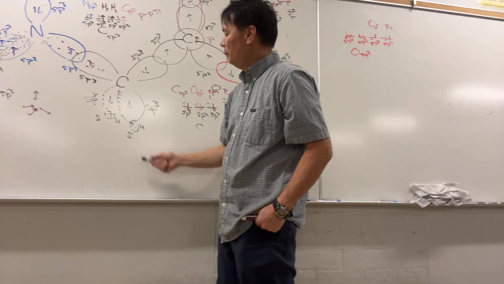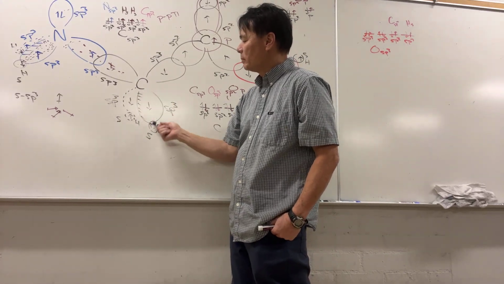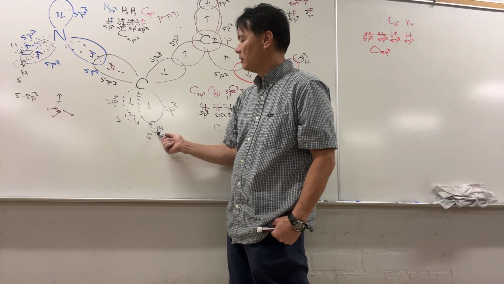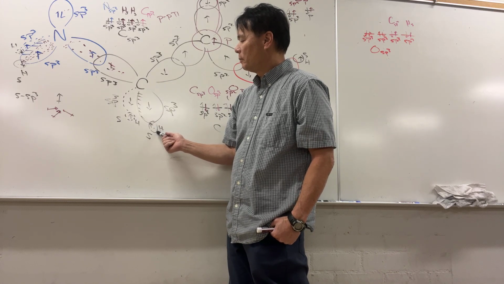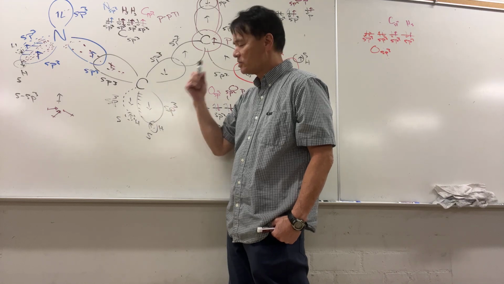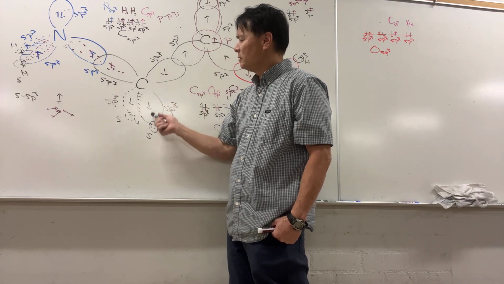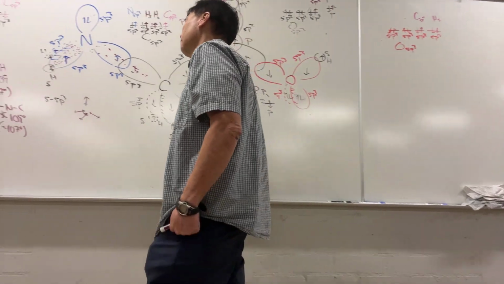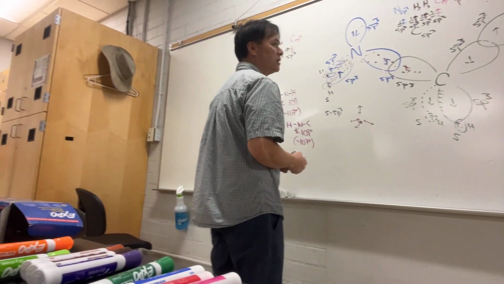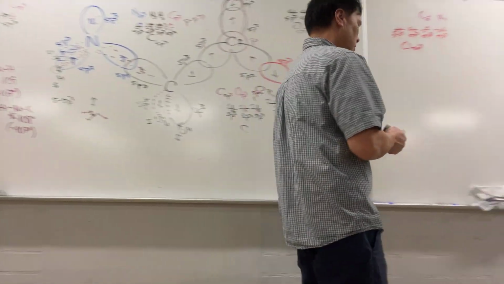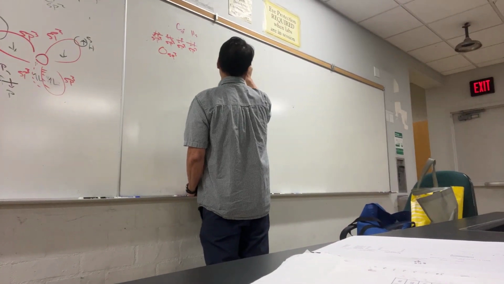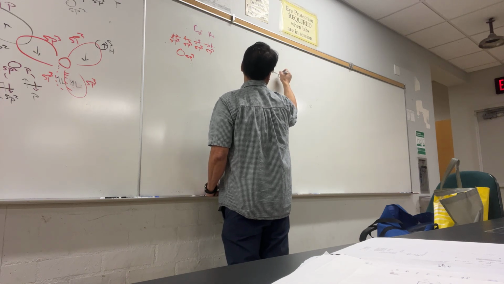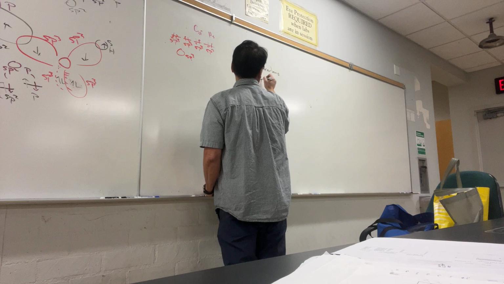Now, the delta EN for carbon-hydrogen bonds is only 0.4. Carbon's a 2.5, hydrogen's a 2.1, and so it comes out to 0.4. 0.4 we classify as nonpolar. So hydrocarbons and carbon-hydrogen bonds are nonpolar because delta EN is small. Hydrocarbons are compounds of carbon and hydrogen only, and so we say hydrocarbons are all nonpolar.